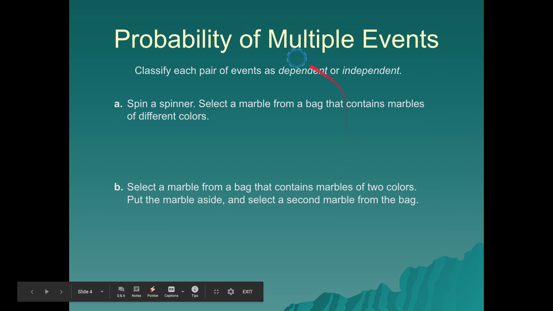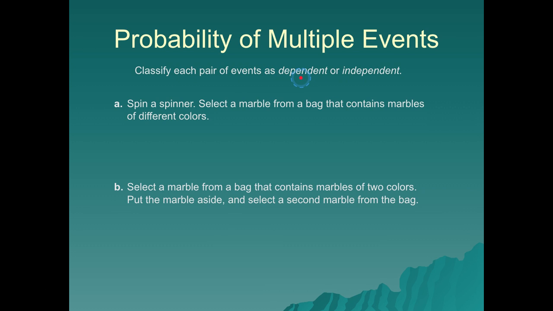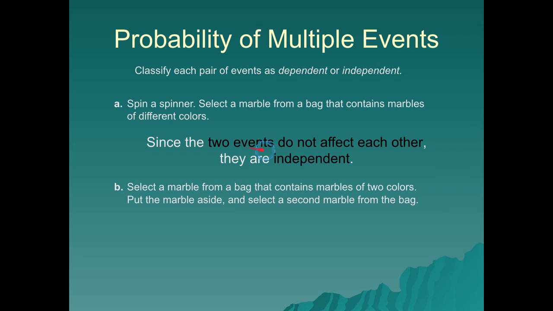Alright, so let's look. What is the probability of multiple events? We're going to classify each one of these as dependent or independent. If you're paying attention, try to get the answer before I show you. If I spin a spinner and select a marble from a bag that contains marbles of different colors, are those events dependent or independent? Does one affect the other? Well, they are independent because they do not affect each other at all.